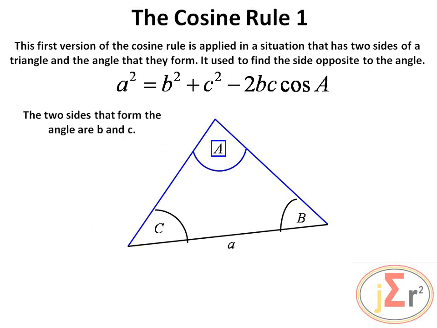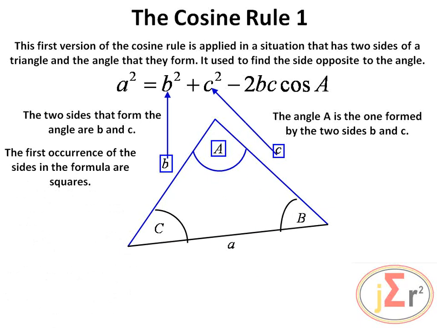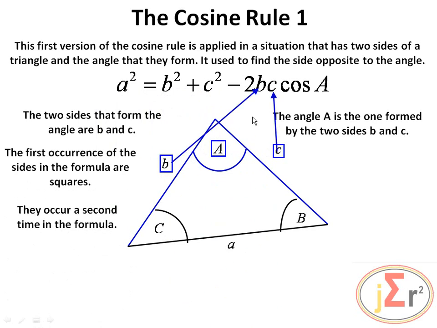So let's see what this is saying to us. The two sides that form the angle are B and C. The angle A is the one that is formed by the sides B and C. The first occurrence of the sides in the formula are squares. We have two occurrences. In the formula, the two sides that form the angle appear right there, and of course they appear somewhere else. They appear right here again. And the angle that the two sides form will be this one here.